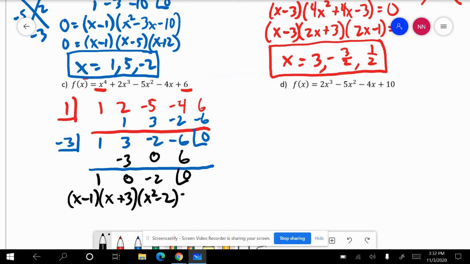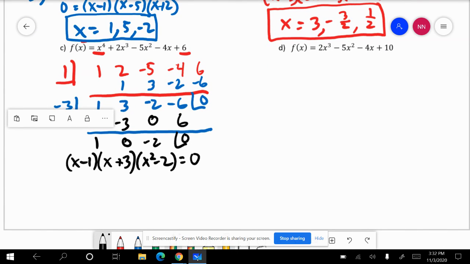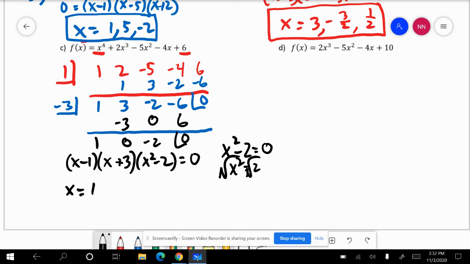Now, x squared minus 2 equals 0. So I add the 2, and I take the square root. Notice that that was not one of the possible roots, because possible doesn't mean all the roots. So when I'm looking at my zeros, I have 1 and -3, which we knew. And then I also have plus or minus square root of 2.